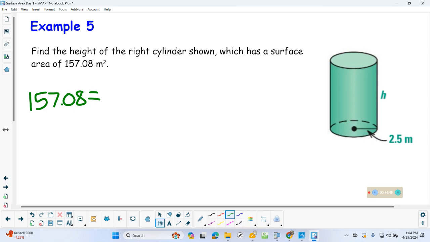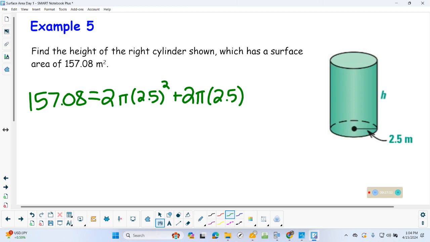Now, I know the formula. 2 times the area of the bases. The bases, of course, are circles, so pi r squared. Here's my radius, so pi times 2.5 squared. Plus, of course, we know our formula, circumference, 2 pi r, and again, radius still 2.5, times h. So like I said, we're gonna have to do a little bit of algebra here, but we can do a lot of this in our calculators.